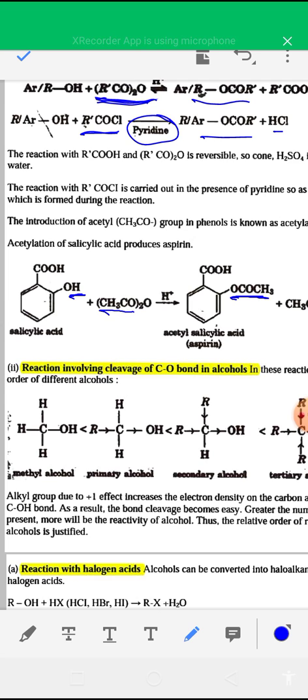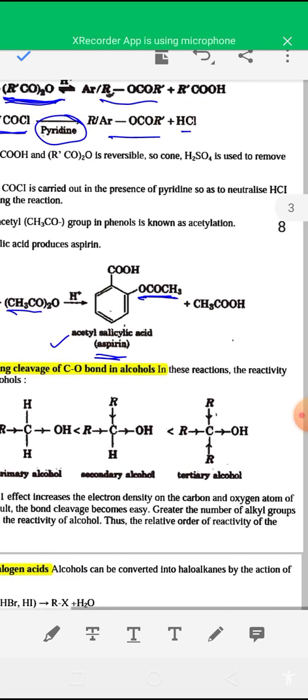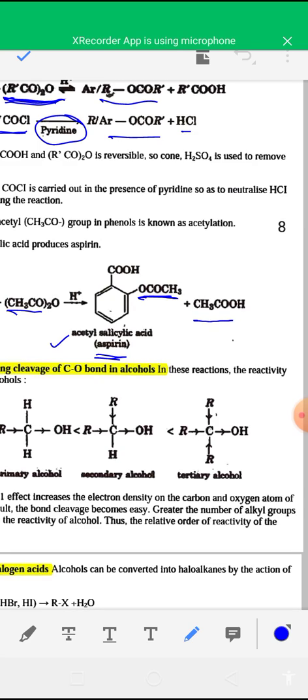You have to remember the changes. Okay, and the salicylic acid will be converted into acetyl salicylic acid, also called aspirin. Very important compound. When salicylic acid is combined with acetic anhydride, you will get aspirin and acetic acid.